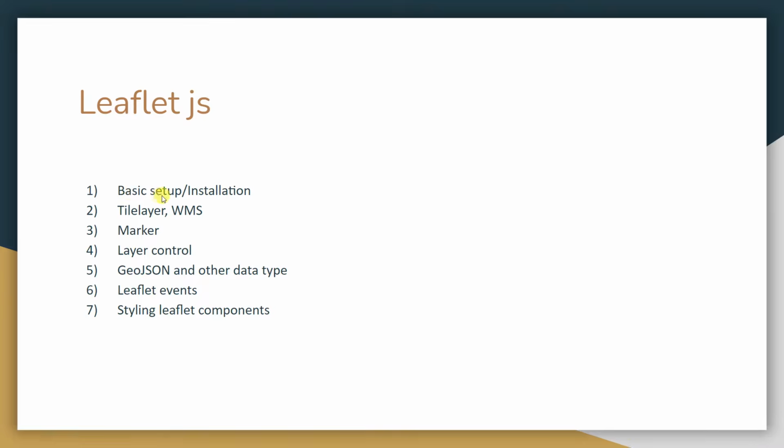The first thing is we are going to set up the basics, the installation of Leaflet.js in your DOM. After that, I'll explain the tile layer and WMS, web mapping services, functionalities. After that, I'll describe the markers and the layer control. After that, we will deal with several kinds of data types and then the GeoJSON data type.